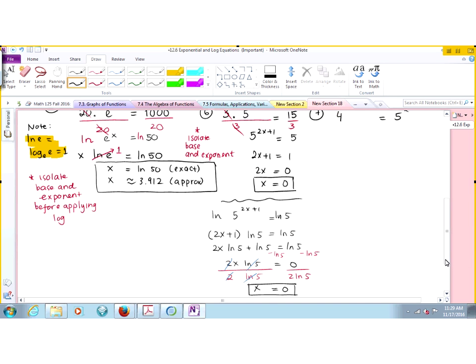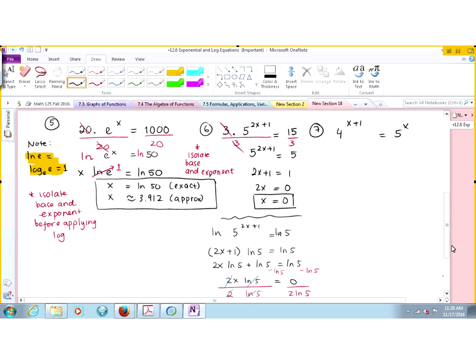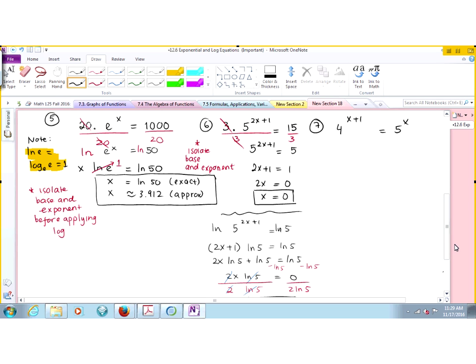All right, so now number 7. Are you okay with this? So number 7, you're solving for x. What would you do here? Is 4 and 5 the same base? Can we write them as similar base? No. So what am I supposed to do right away? ln both sides. Yes.